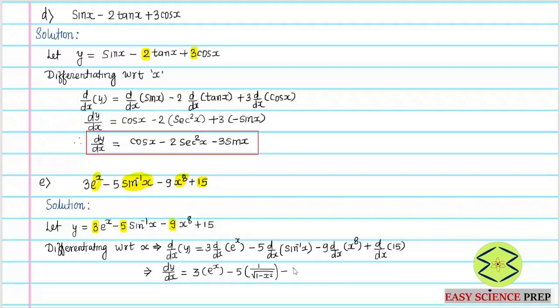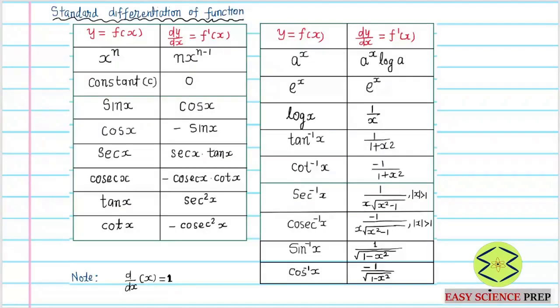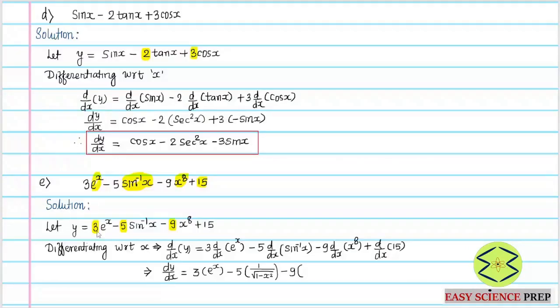So we have x raised to 8, which is similar to x raised to n. The derivative of x raised to n, you can see in the table, is n x raised to n minus 1. You can apply here: n is 8, so 8 times x raised to 8 minus 1.